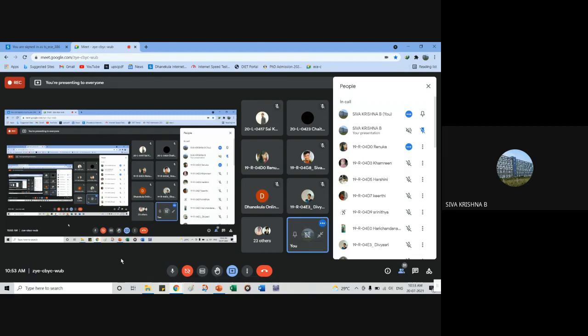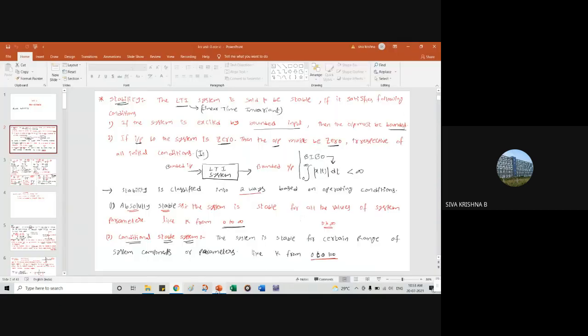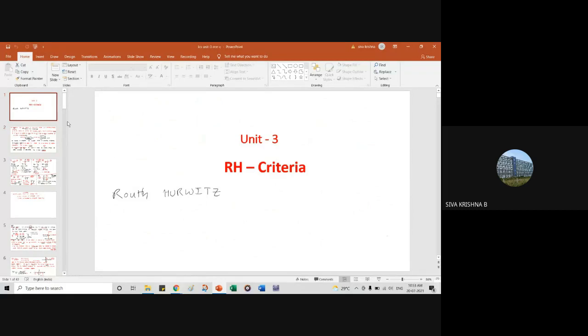And okay, let me revise that third unit. Is this visible on screen? Yes sir. In general, what is meant by stability? Is there any need of that one?